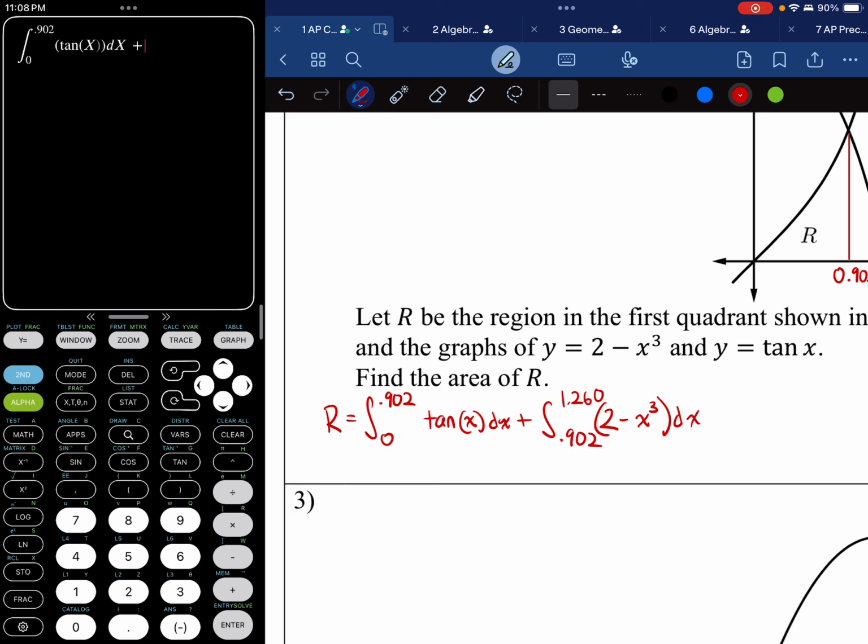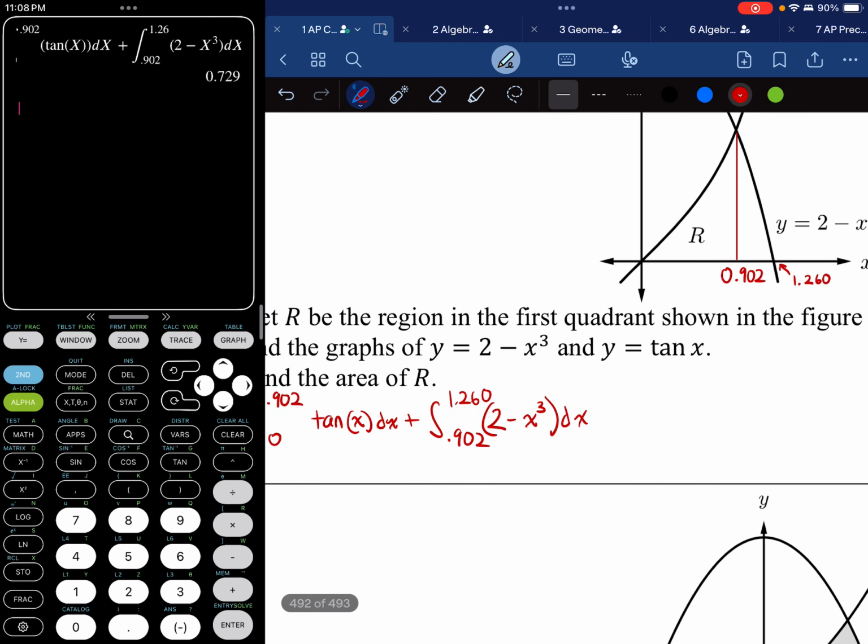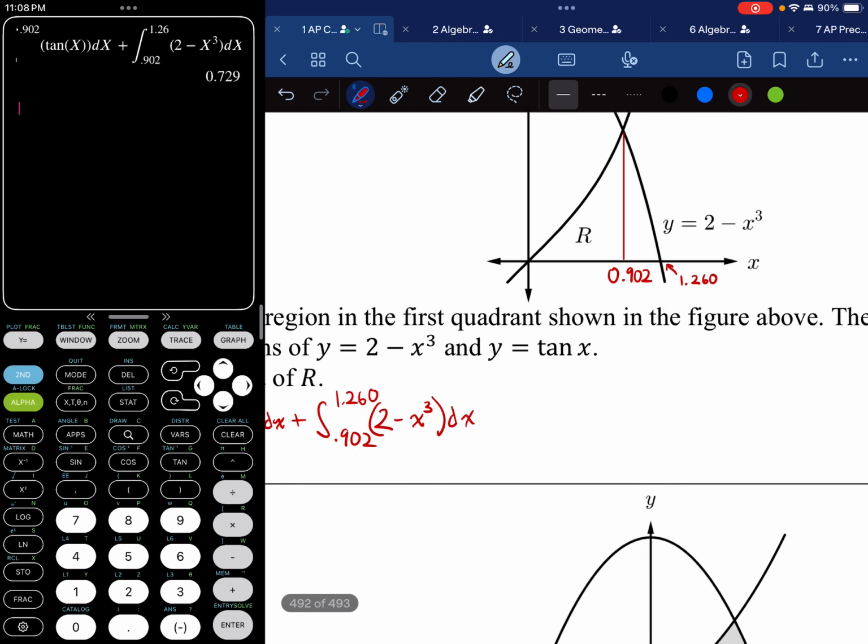I'm going to do plus math 9, integral from 0.902 all the way to 1.26. You don't need the 0. And then it's going to be 2 minus x to the power of 3. Please work. Enter. Hey, it worked all at the same time like it's supposed to, which is equal to 0.729. In boxes.